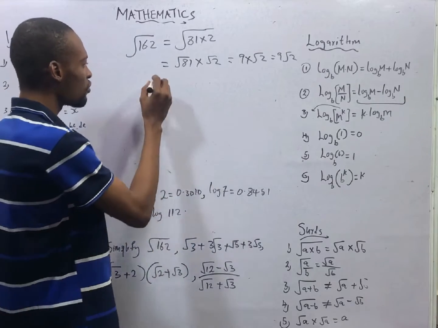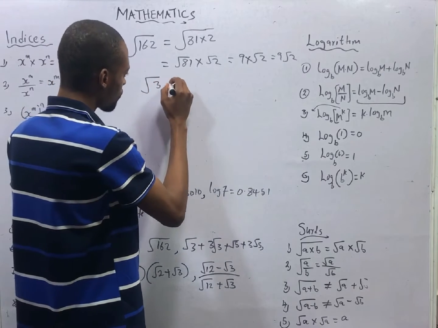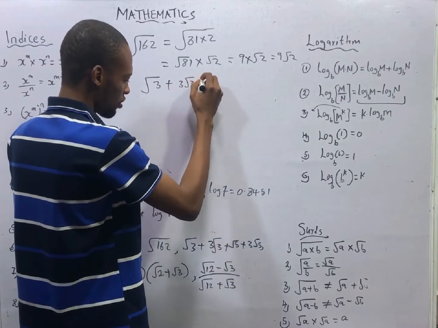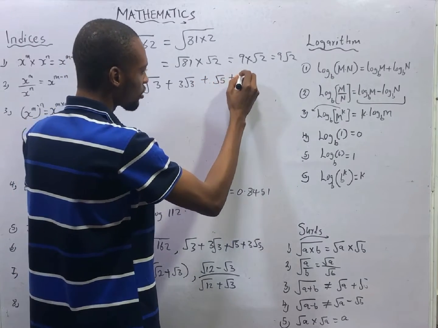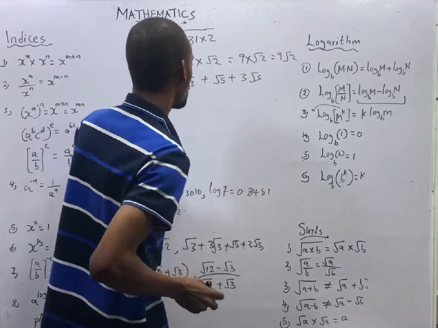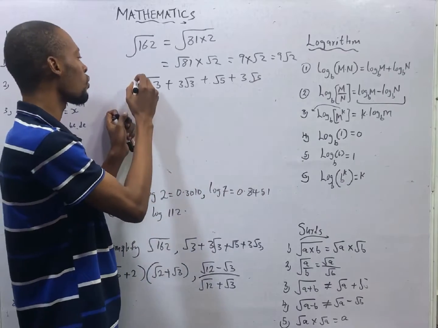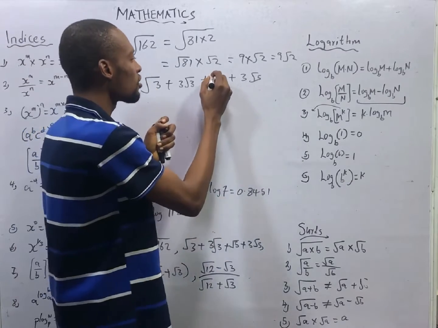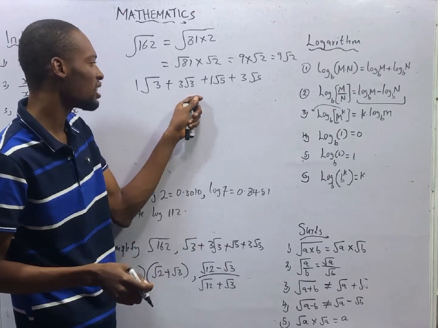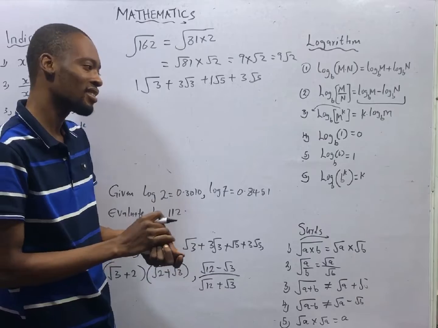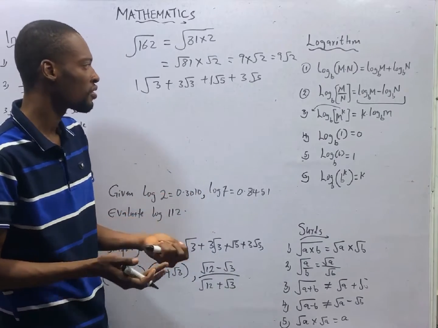The next one says we should simplify root 3 plus 3 root 3 plus root 5 plus 3 root 5. We have 3 root 3, 3 root 5. This is the same thing as 1 root 3, and this is the same thing as 1 root 5. So, in surds, if the square roots are the same, we can actually add the values outside the square roots. In other words, this is how to do addition of surds.